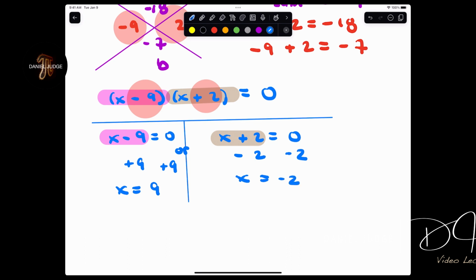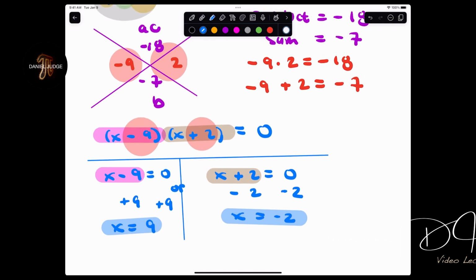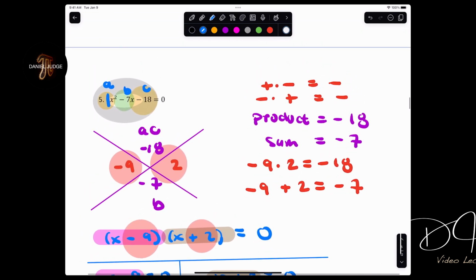And ladies and gentlemen, you are done. There it is. Easy peasy lemon squeezy. X is 9 or x is -2. So you've solved this quadratic equation by factoring.